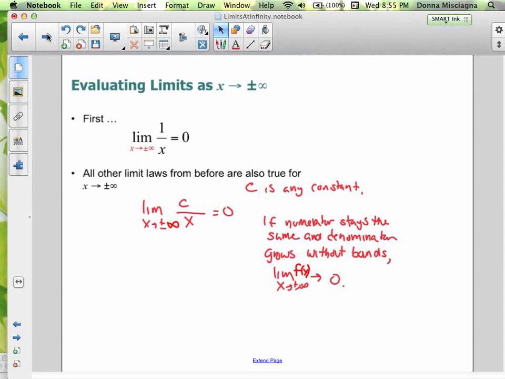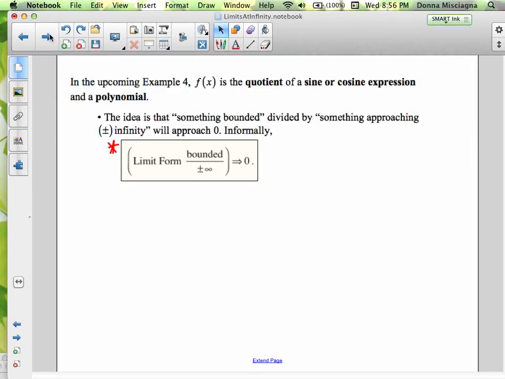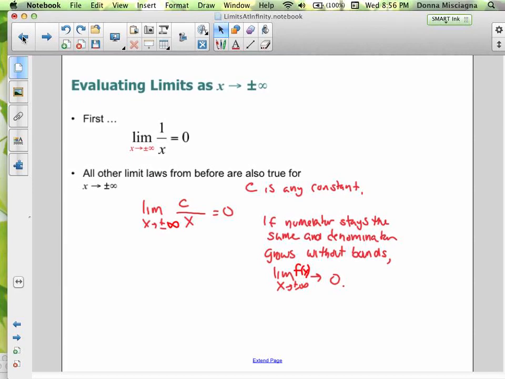and we're going to apply it to the limit of a specific function. So let's take a look at that function. In the next example, f of x is going to be the quotient of a sine or cosine expression. Specifically, we're going to be doing a sine expression and a polynomial. The idea is that something bounded divided by something approaching positive or negative infinity will also approach 0. You can add this in your notes if you'd like. It's just kind of in symbols, the same thing we have here.